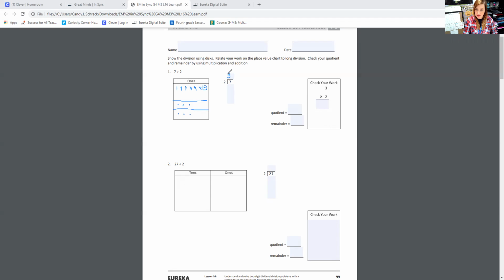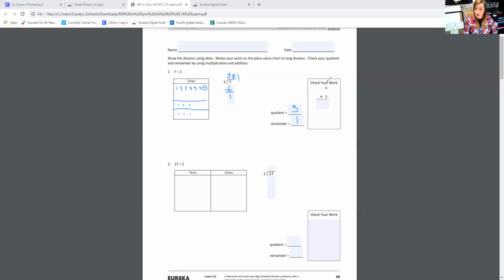Okay. And I know that 3 times 2 was 6. So let's do the standard algorithm. And my 7 minus 6 means I had 1 left over. And I have to write that up here as a remainder. Remainder 1. So here I'm going to write my quotient was 3. Your quotient is your answer to your division problem. And it had a remainder of 1.